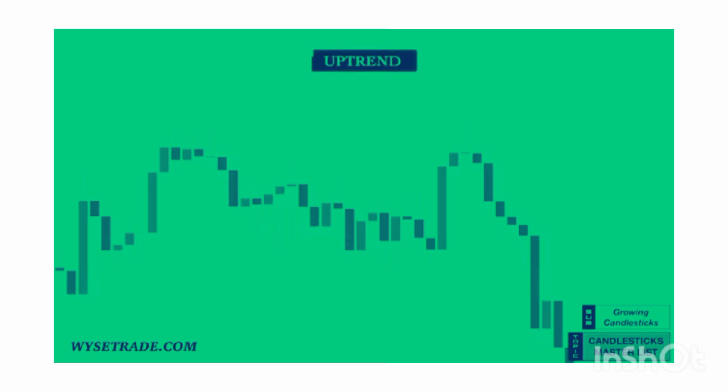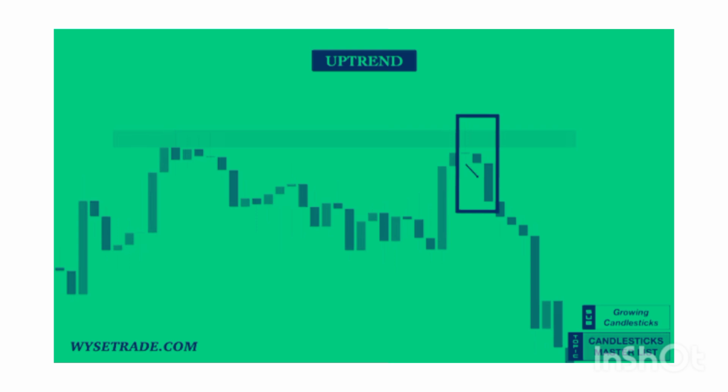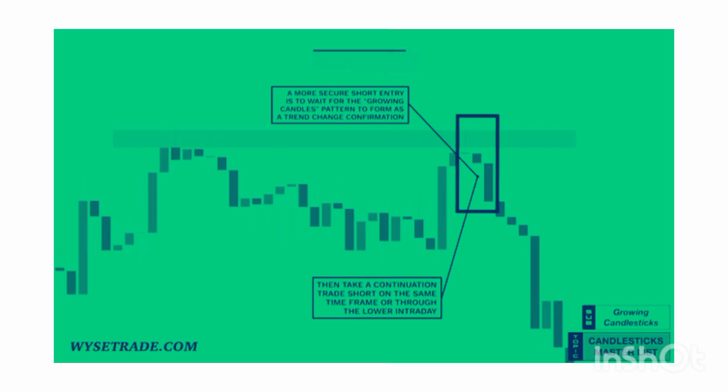Starting in an uptrend, you first need to identify a short trade setup at resistance. Now, some traders will take a short trade right after the long wick candle forms here, which is fine. But a more secure entry is to wait for this candle pattern to form, where the candles get larger and larger. Then, you would take a continuation trade short.